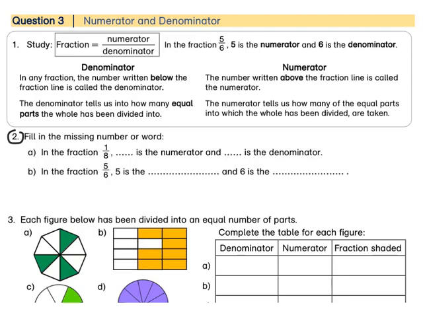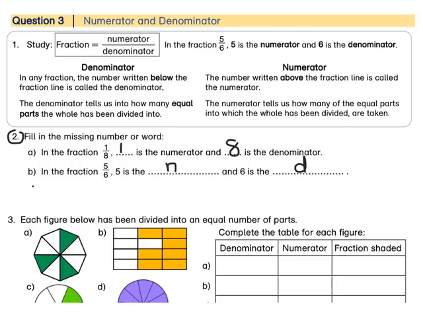Now that you have done 2, let's look at the answer. For A, in the fraction 1/8, 1 is the numerator and 8 is the denominator. For B, in the fraction 5/6, 5 is the numerator. I'm just going to write N for numerator, and 6 is the denominator. I'm only going to write D. You must write out the full words.